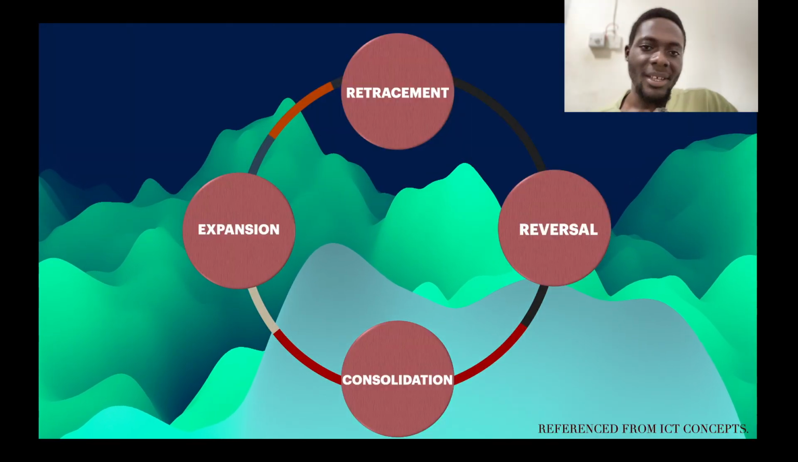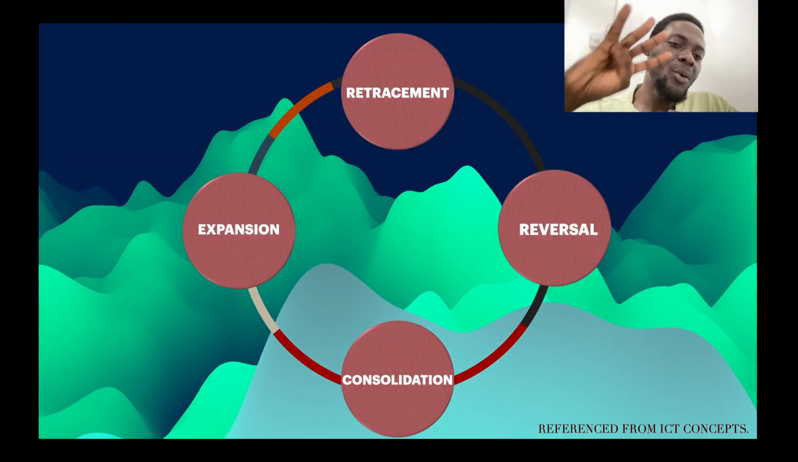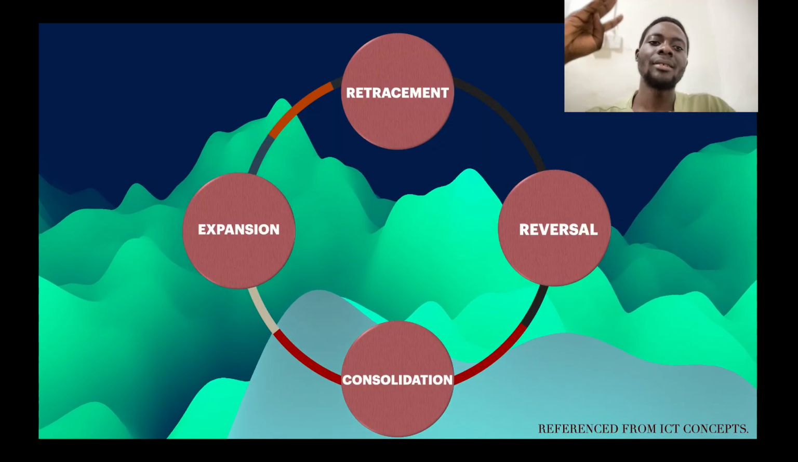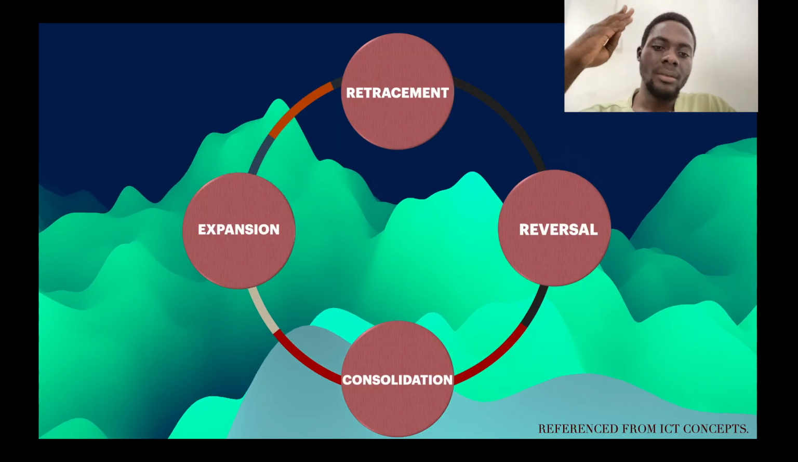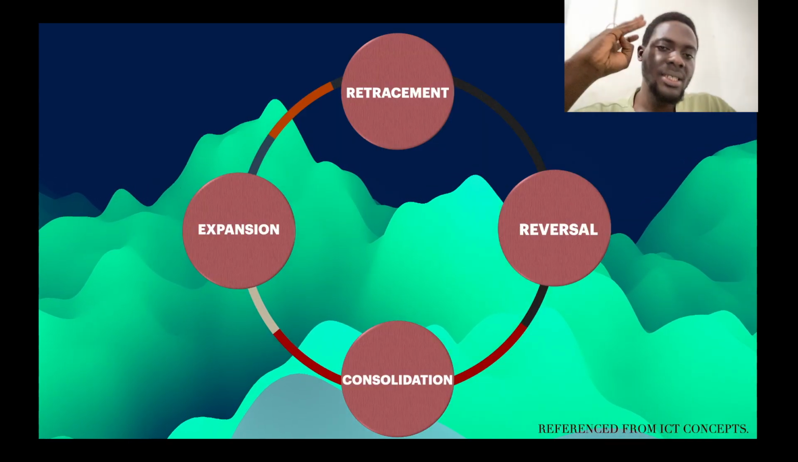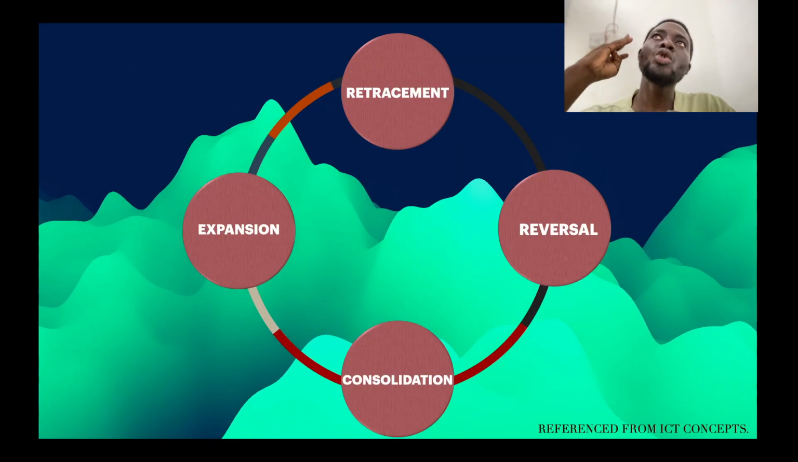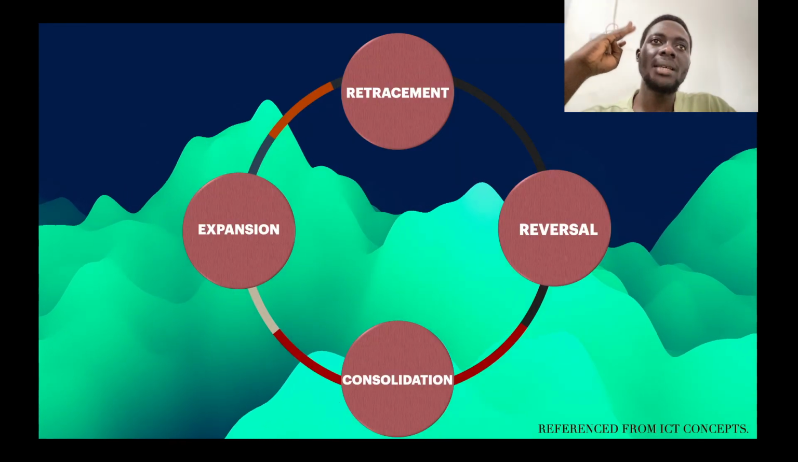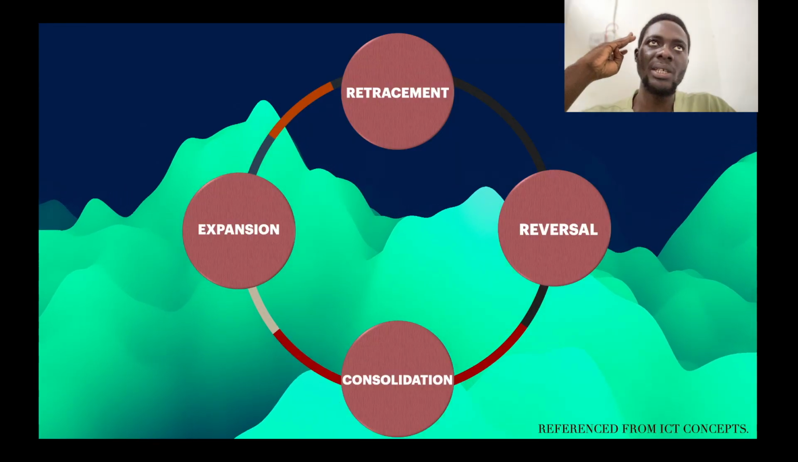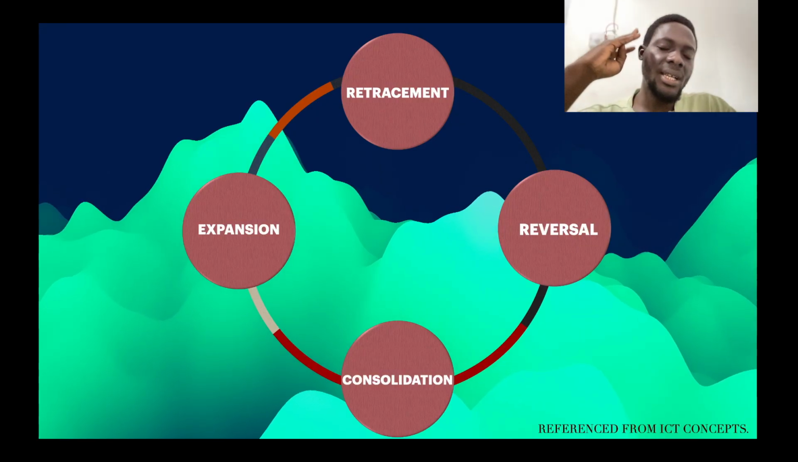I think I've explained this already. So only four things markets can do. Again, consolidation. That's where every price action starts from. So when you go to a certain market and then you see it consolidating, you know that it's trying to start something.